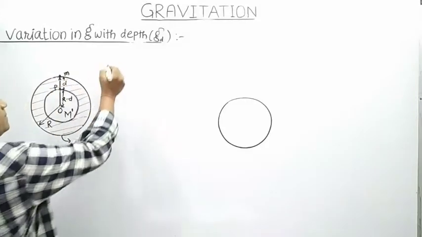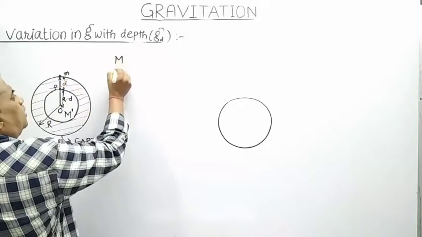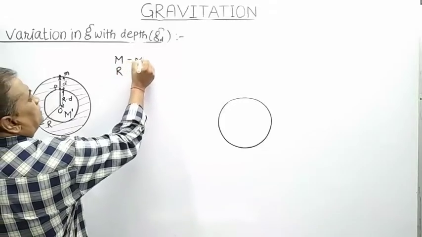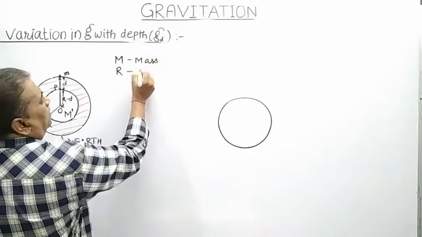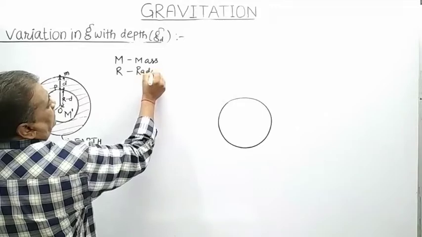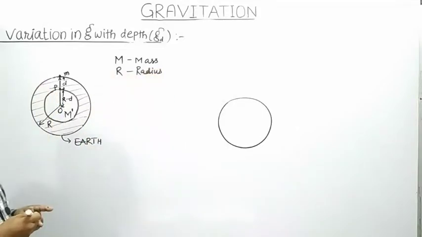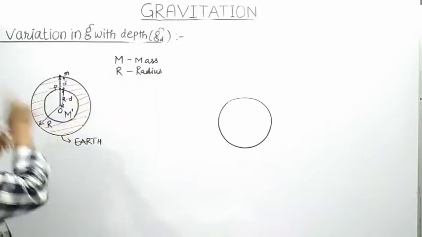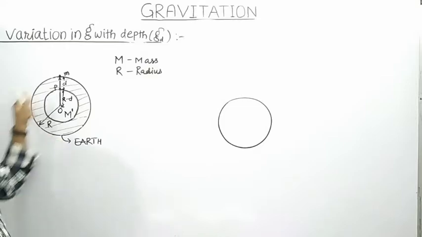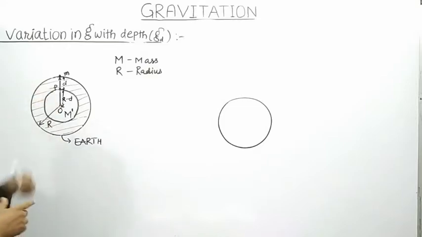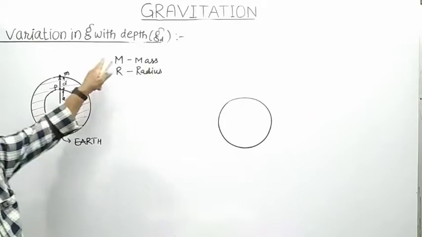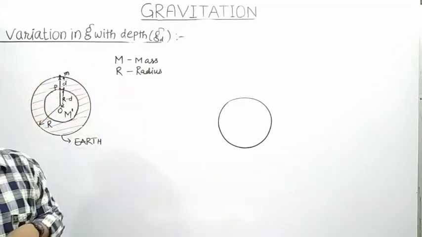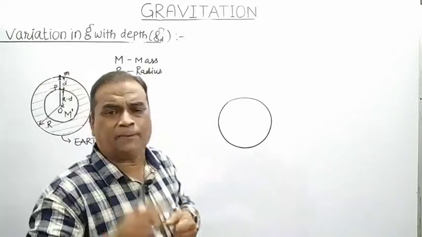If I say M is the mass of earth and R is the radius of earth. Here earth is shown by means of that outer circle, outer sphere. Mass of earth is capital M, R is radius of earth. Earth is spherical in shape.